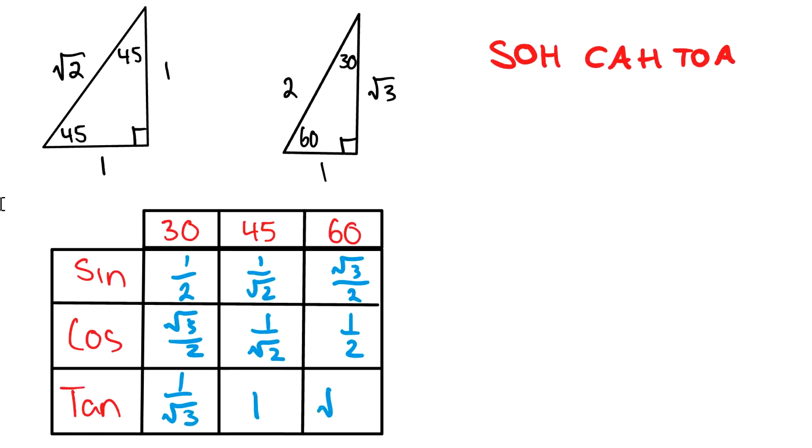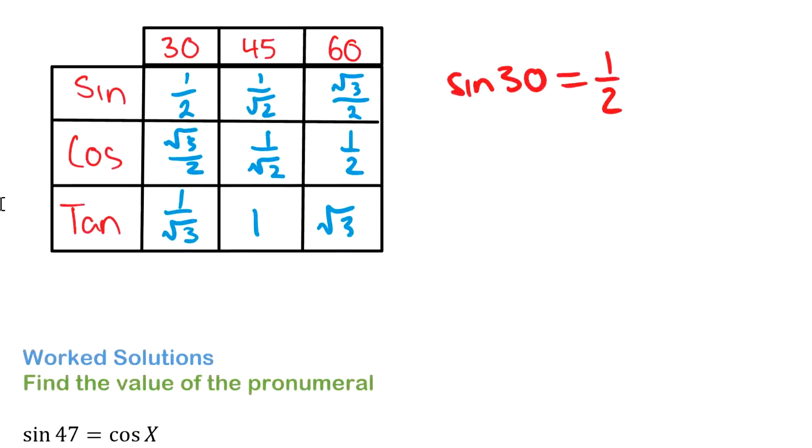1 and root 3. Alright, so now that we've done that, anytime we get given sine 30, for example, over here, sine 30, that's the equivalent of having 1 over 2. And we use this later on, and I'll show you in an example down below how we actually do this.